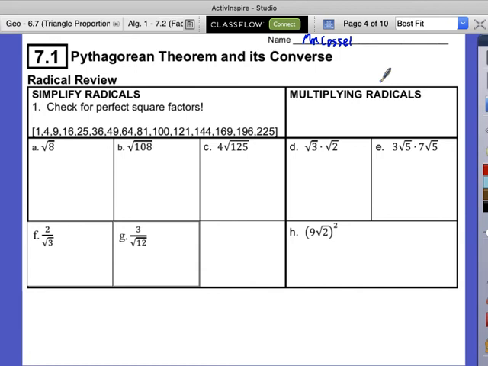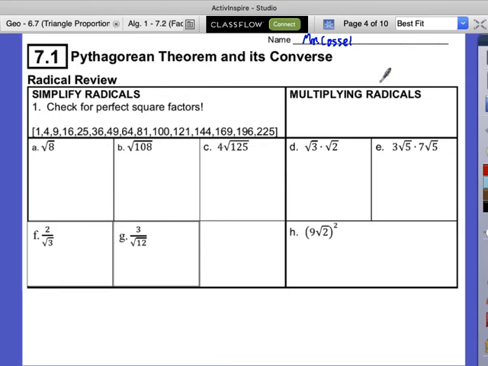Okay, so Pythagorean theorem and its converse, 7.1. Simplifying radicals. We just practiced this a little bit during our warm up. This is an Algebra 1 concept, bringing it back. And as you heard Taylor complaining earlier, it is an Algebra 2 concept as well.